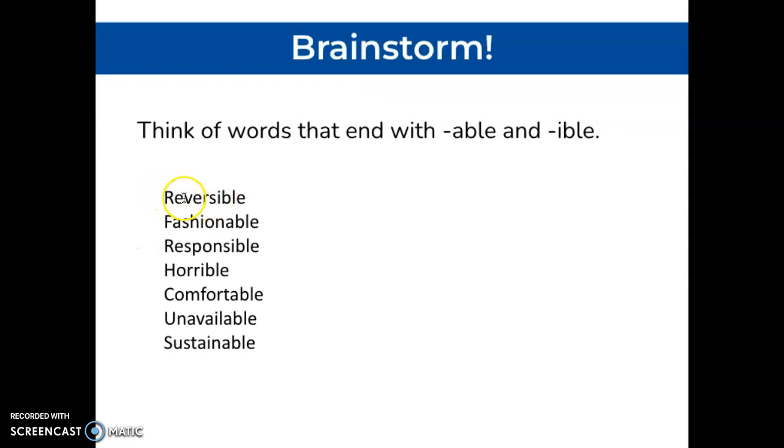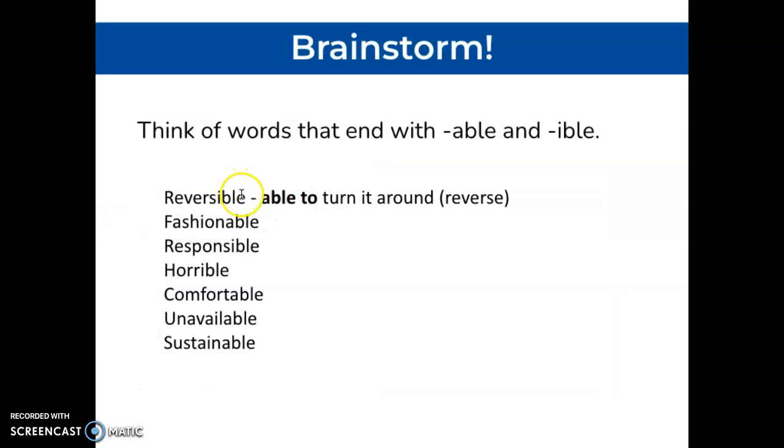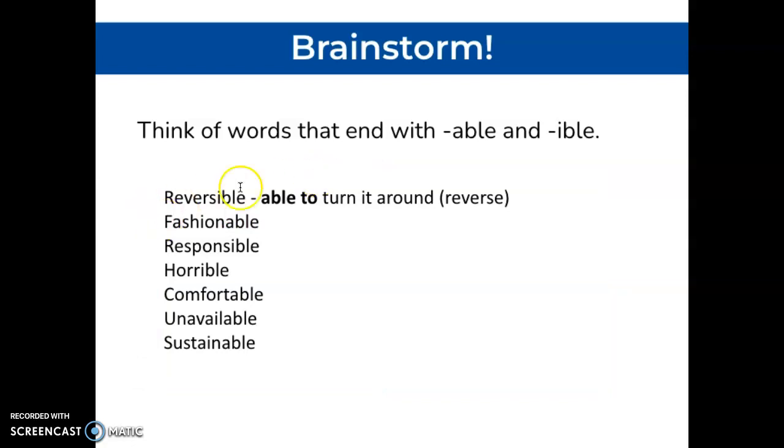And so when we think of the word reversible, for example, if something is reversible, it means that you are able to turn it around or turn it inside out, or you're able to reverse it. That makes sense. And so the part of this that I want you to pay attention to is this able to. When you add ible or able to the end of something, it means that you can or you're able to do whatever that base word is. And so on this one, this base word is reverse. And when we say something is reversible, it means you're able to reverse it. You're able to turn it around.